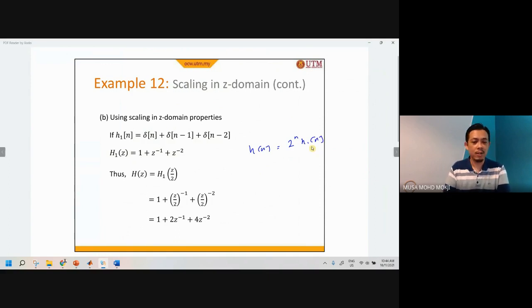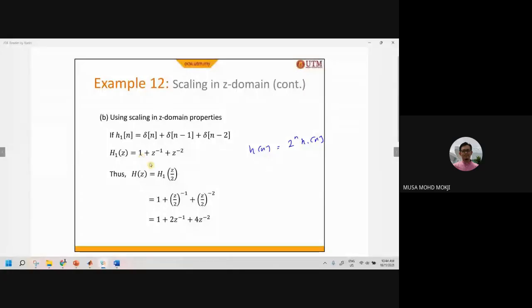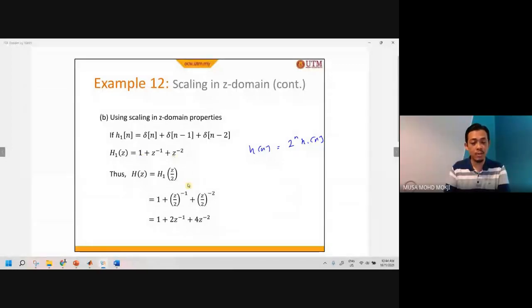Okay, so what is the h1[n]? It is delta[n-1], delta[n-2], but now we multiply by 2 to the power of n. And we have H1(z) here. So to get your overall H(z), we will replace z with z divided by 2.